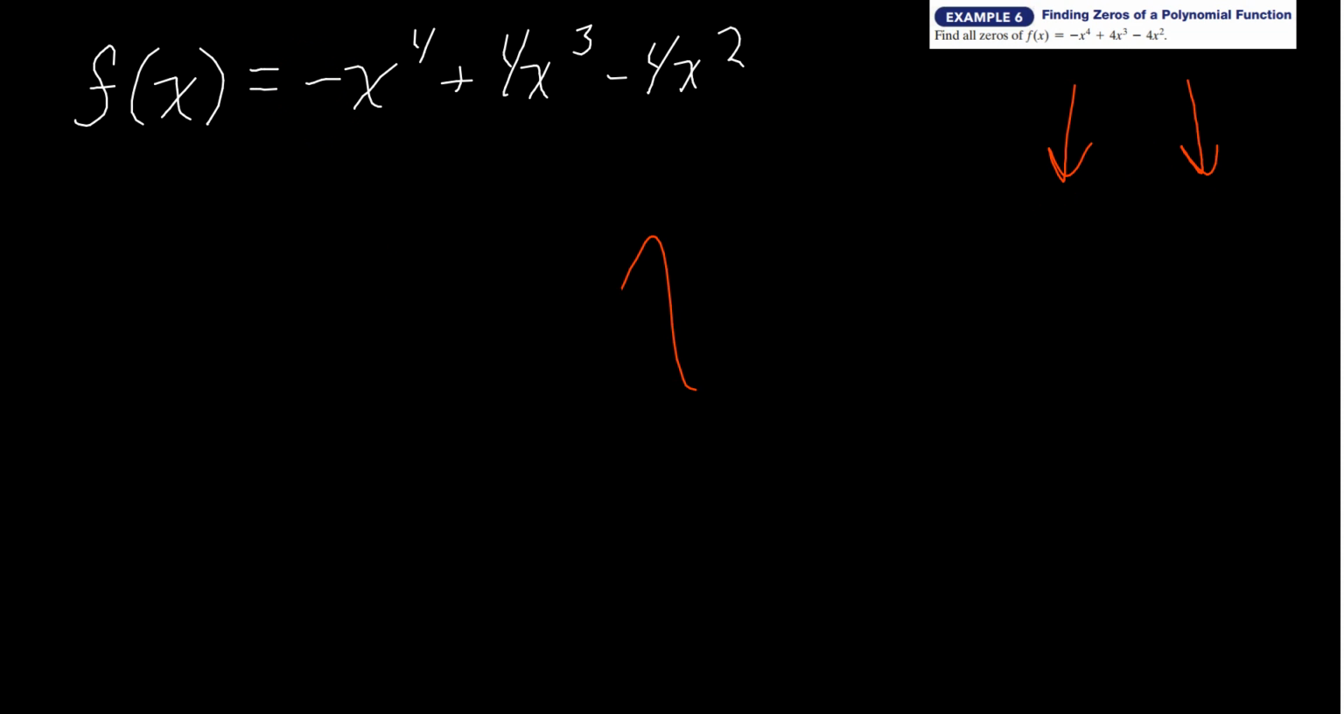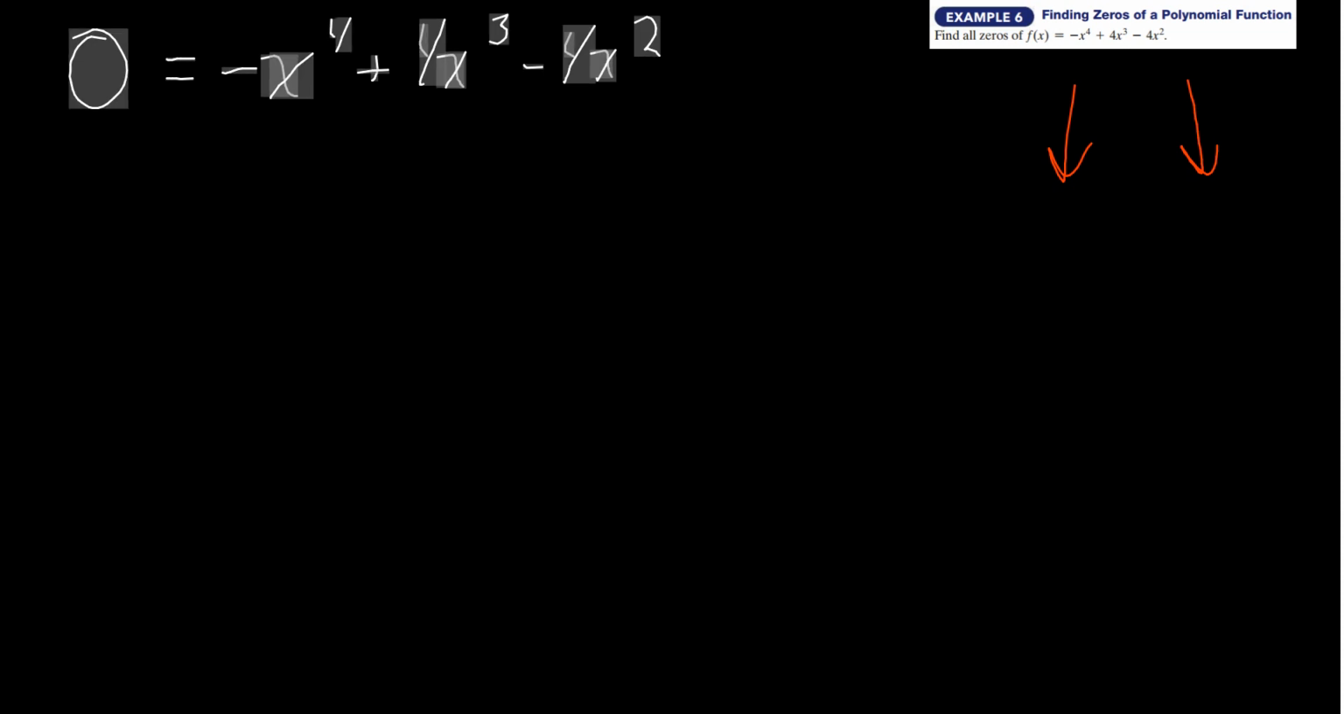Alrighty, so how do we find the zeros? Well, same thing as on the previous page. We're going to change the f of x to a y. Y is equal to, well, in order to find the zeros, we have to set y equal to 0. So let's erase the y and put a 0. And the same as before, we're just going to scooch this over a little bit.